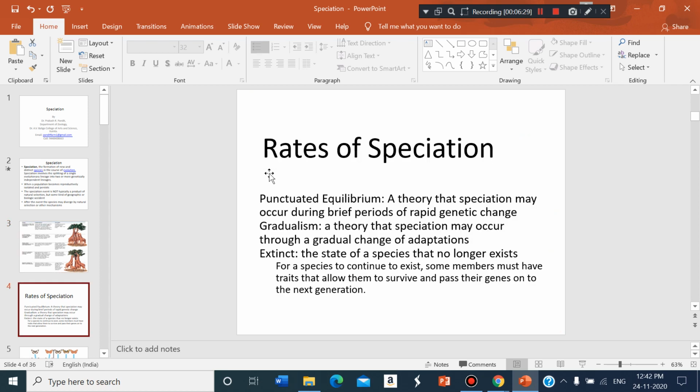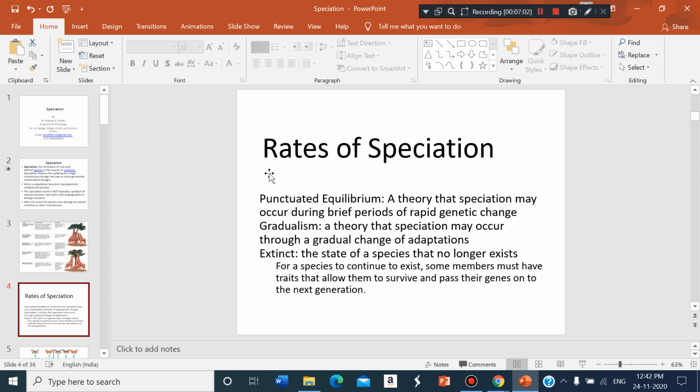Now, what is the rate of speciation? New species can take birth either by punctuated equilibrium or through gradualism. What is the difference between punctuated equilibrium and gradualism? Punctuated equilibrium is a theory that speciation may occur during a brief period of rapid genetic change.